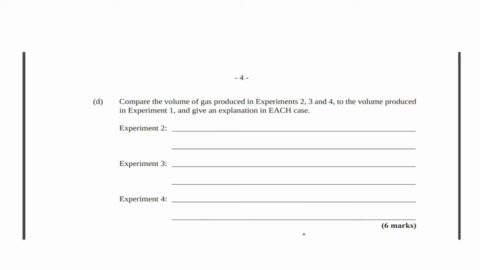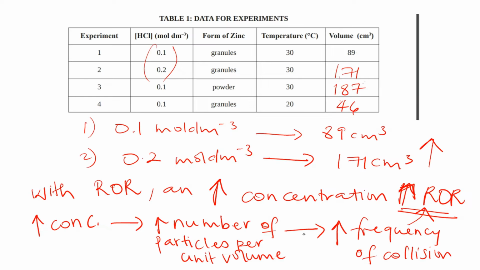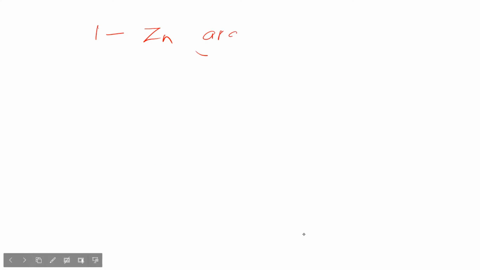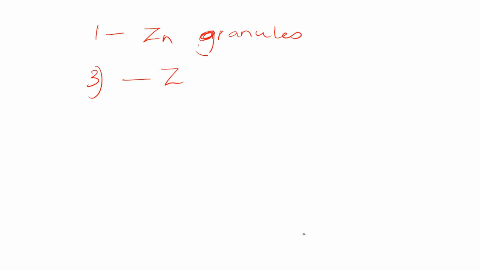So let's go. They said to compare experiment 1 and 2 and 1 and 3. So let's compare experiment 1 and 3. So what changed? So we have the same concentration working with, same temperature working with, but guess what? The form of zinc is different. In experiment 1, we have granules. Experiment 3, we have powder. So in experiment 1, the zinc is granules. And in experiment 3, the zinc is powdered.